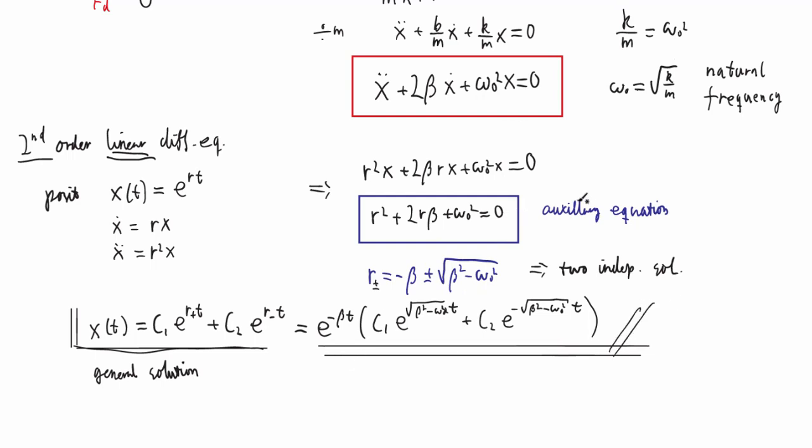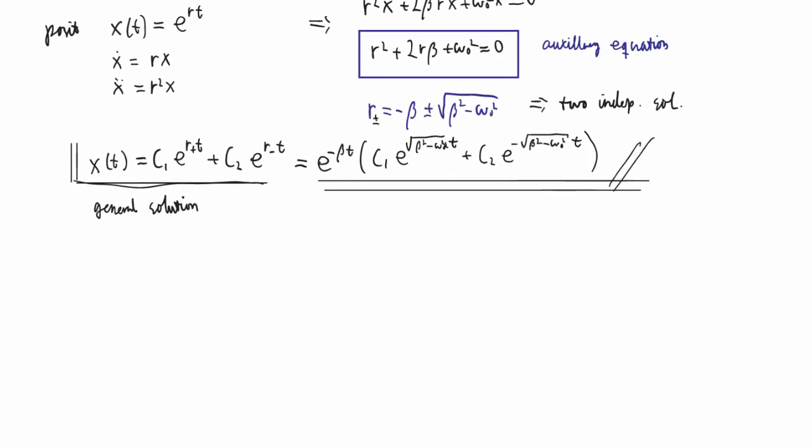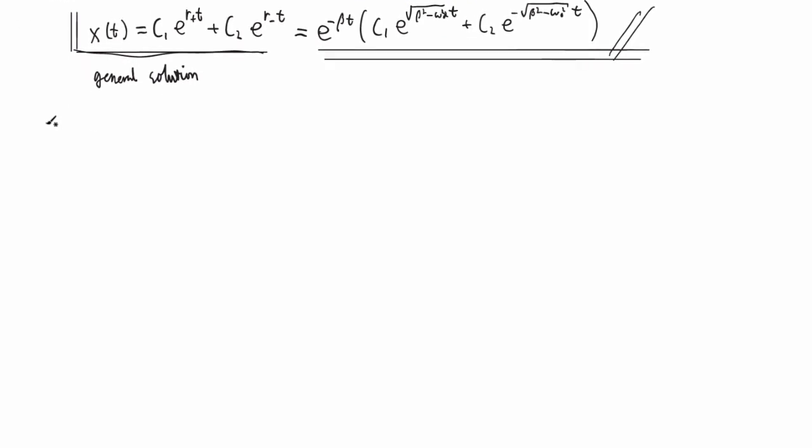Now, what we're going to do next is we're going to look at this equation in a few different cases. It turns out that there are different behaviors depending on the relative size of beta and omega, and we'll see this now. So the first case we're going to consider is the case of no damping at all.